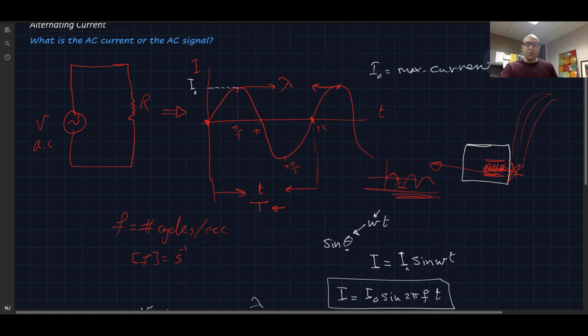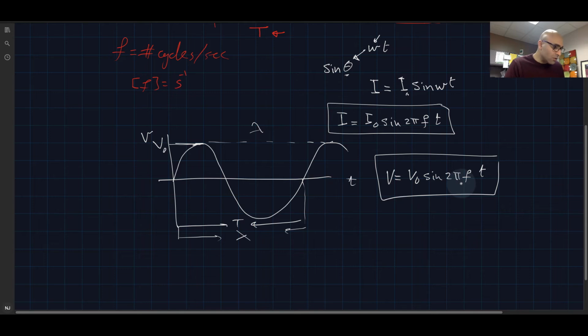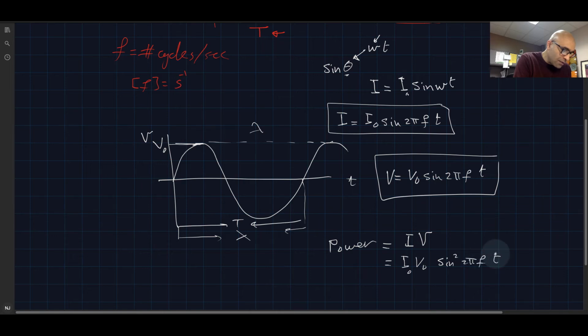All right, so now let's actually look into more of this. Now we know that the power is equal to I times the voltage. Now let's see how that's affected. We can write I is equal to I naught sine 2 pi ft, and V is equal to V naught sine 2 pi ft. Sine times sine would be sine squared 2 pi ft. Now this is a good equation.